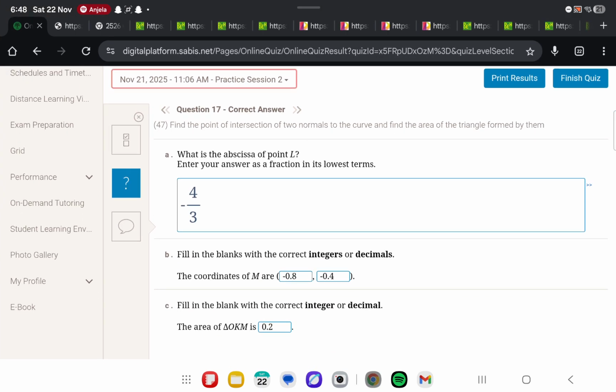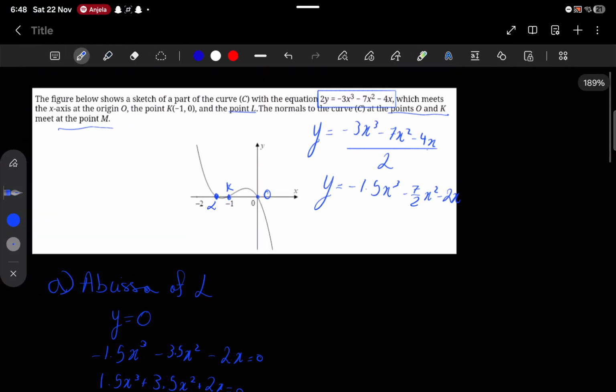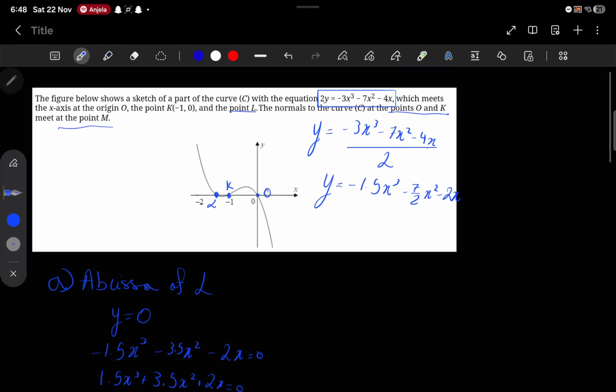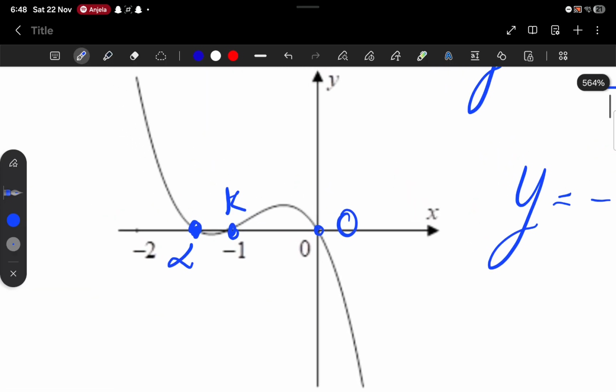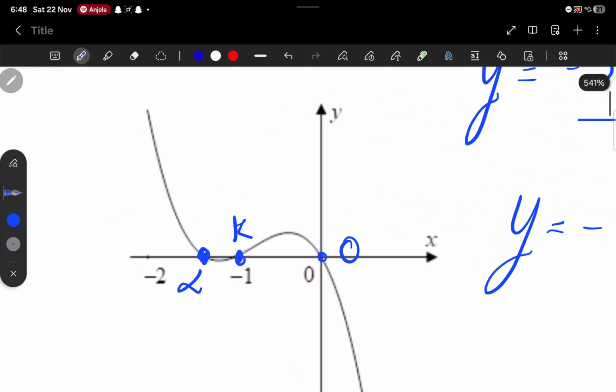Now, the coordinates of M. Remember what they said: the normals to the curve C at the points O and K meet at the point M. So, here this will be the tangent, so the normal will be something like this. And at O, this will be the tangent, the normal will be something like this. So this here will be point M.